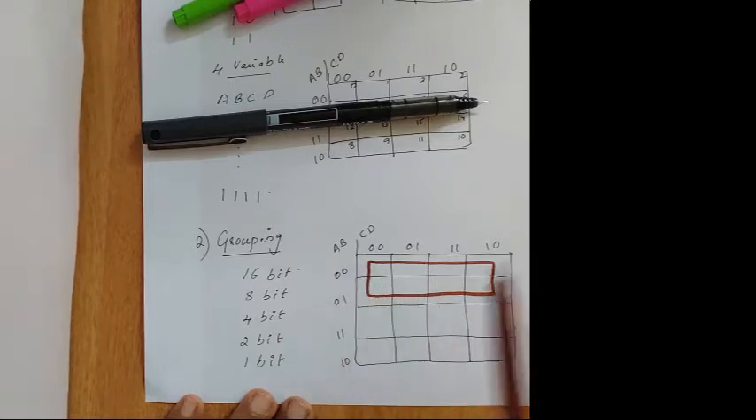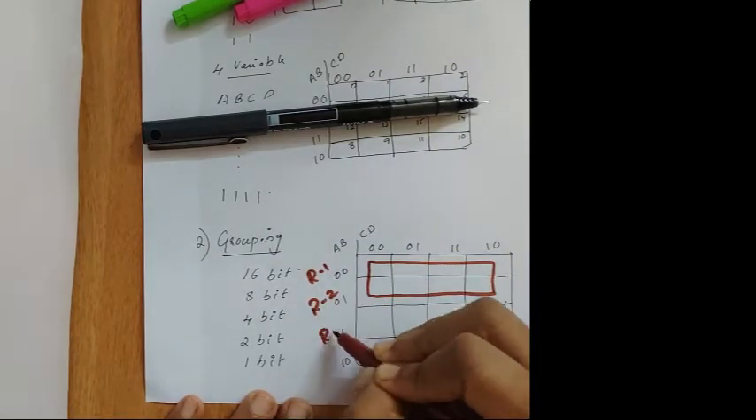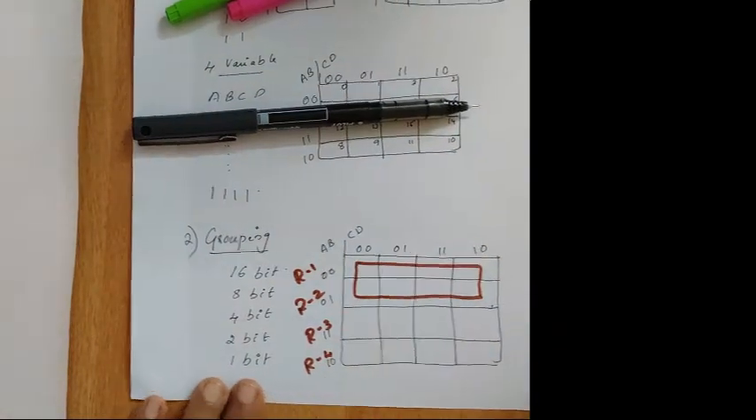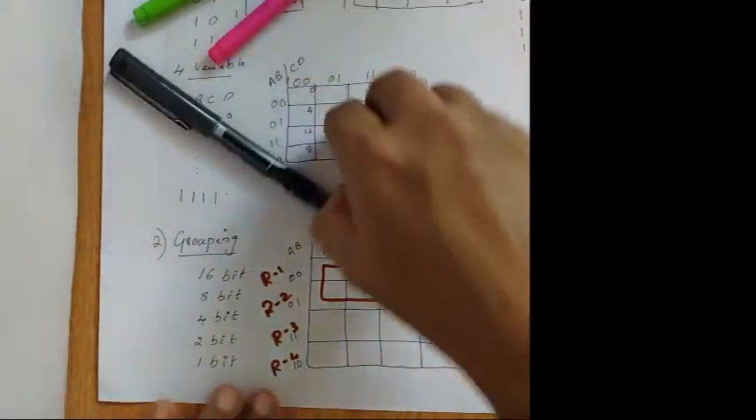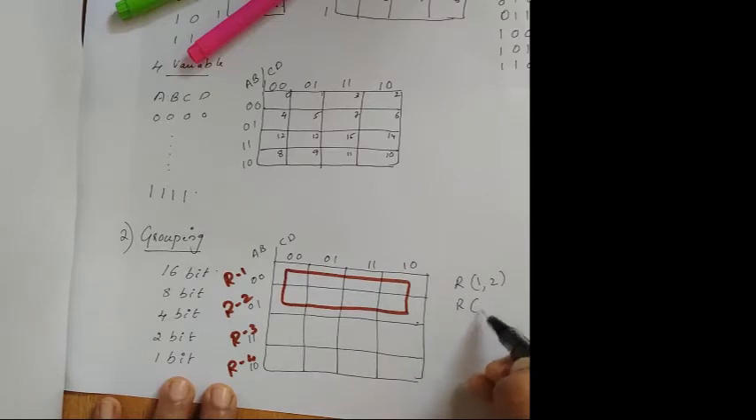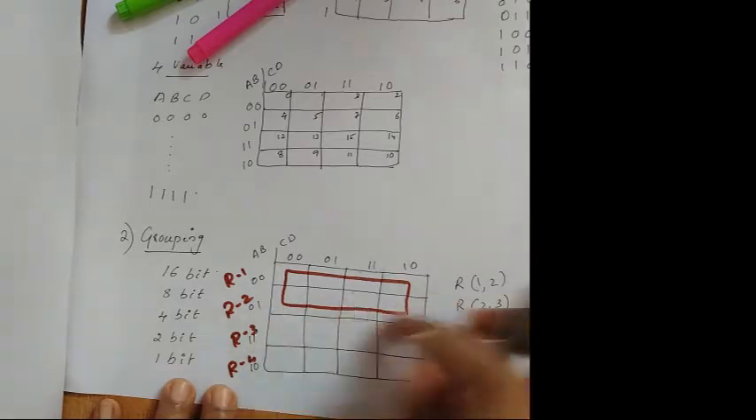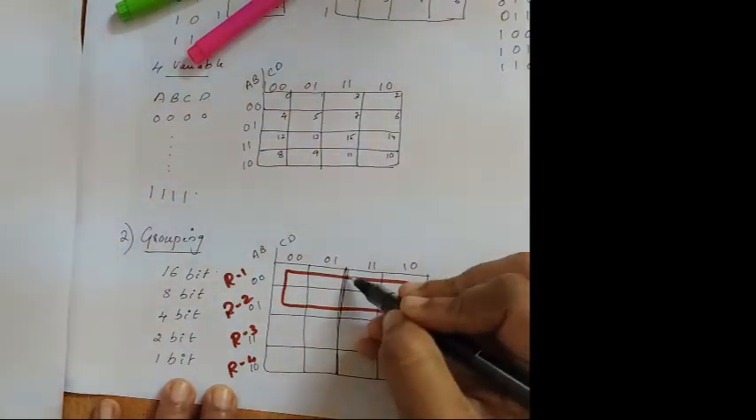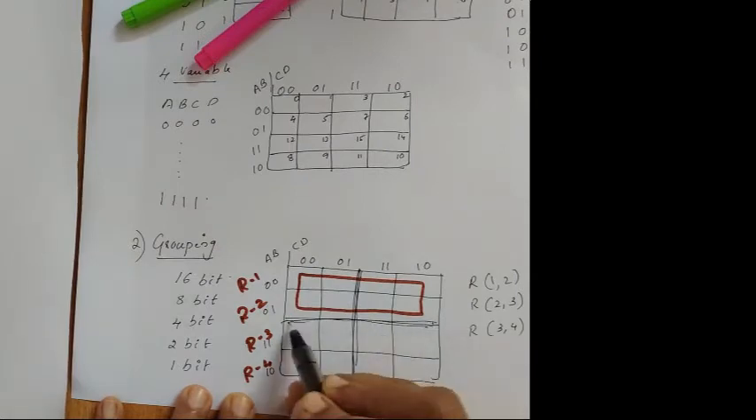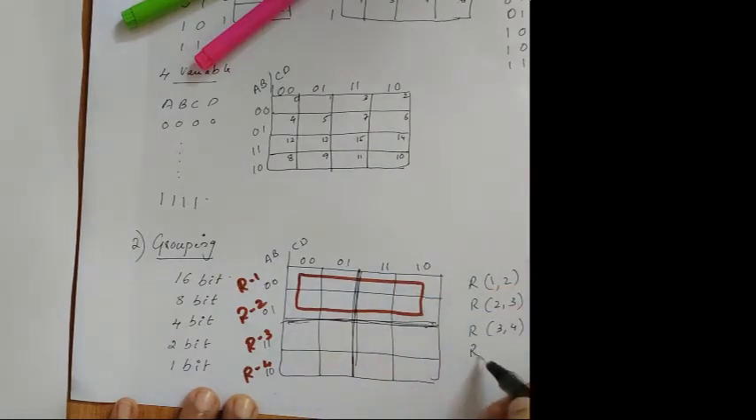8-bit means rows: row 1, row 2, row 3, row 4. So the condition is that you can group row 1 and 2, row 2 and 3, they are adjacent groups, row 3 and 4. And when you are folding this, just imagine that this is a center point, and if you are folding like this, you can group 1 and 4. At that time only 2 and 3 will come over there as adjacent.